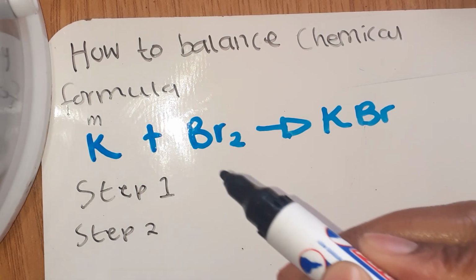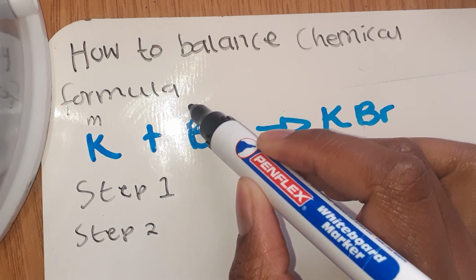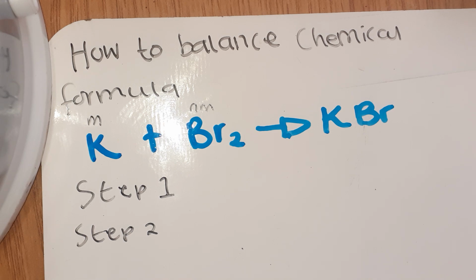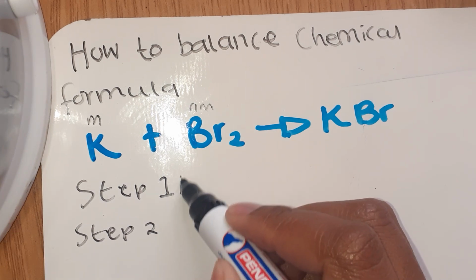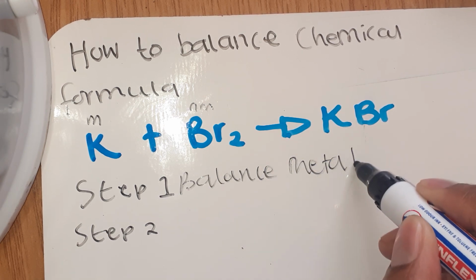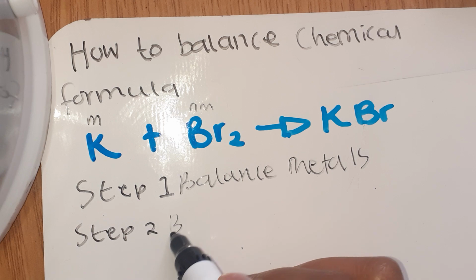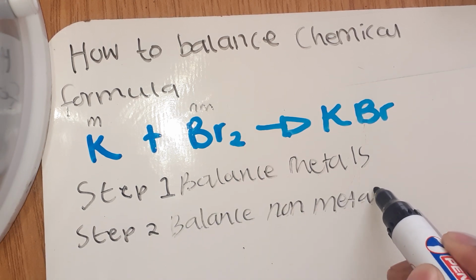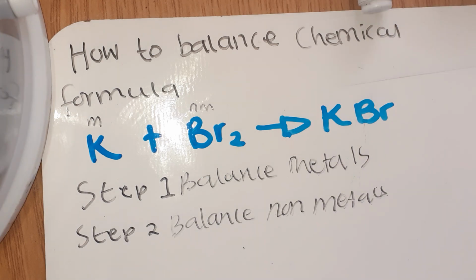So K is a metal, and Br is a non-metal. When you go to your periodic table, now you know your metals and your non-metals. So step 1 says balance your metals, and then step 2 says balance non-metals. So what we are going to do is check our metals.